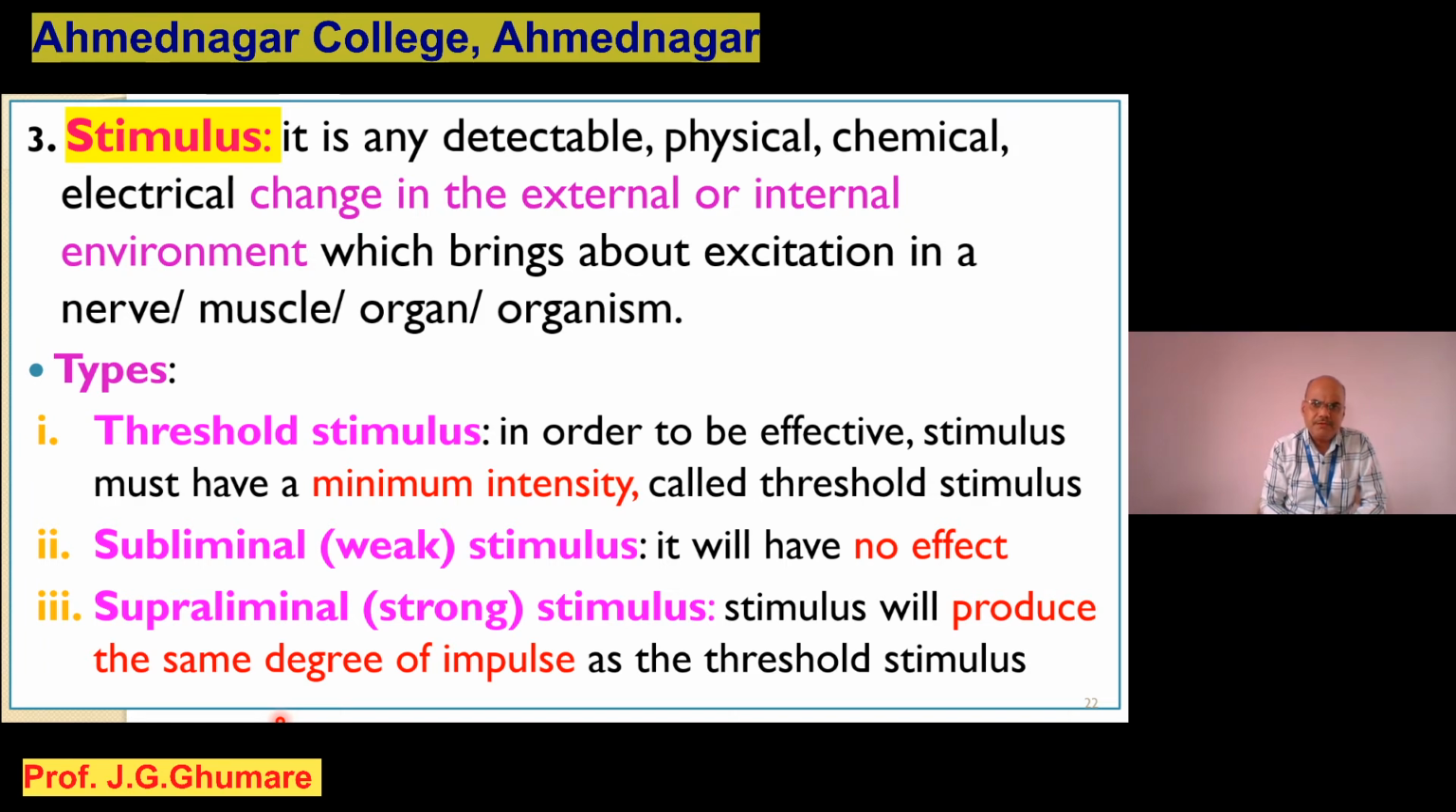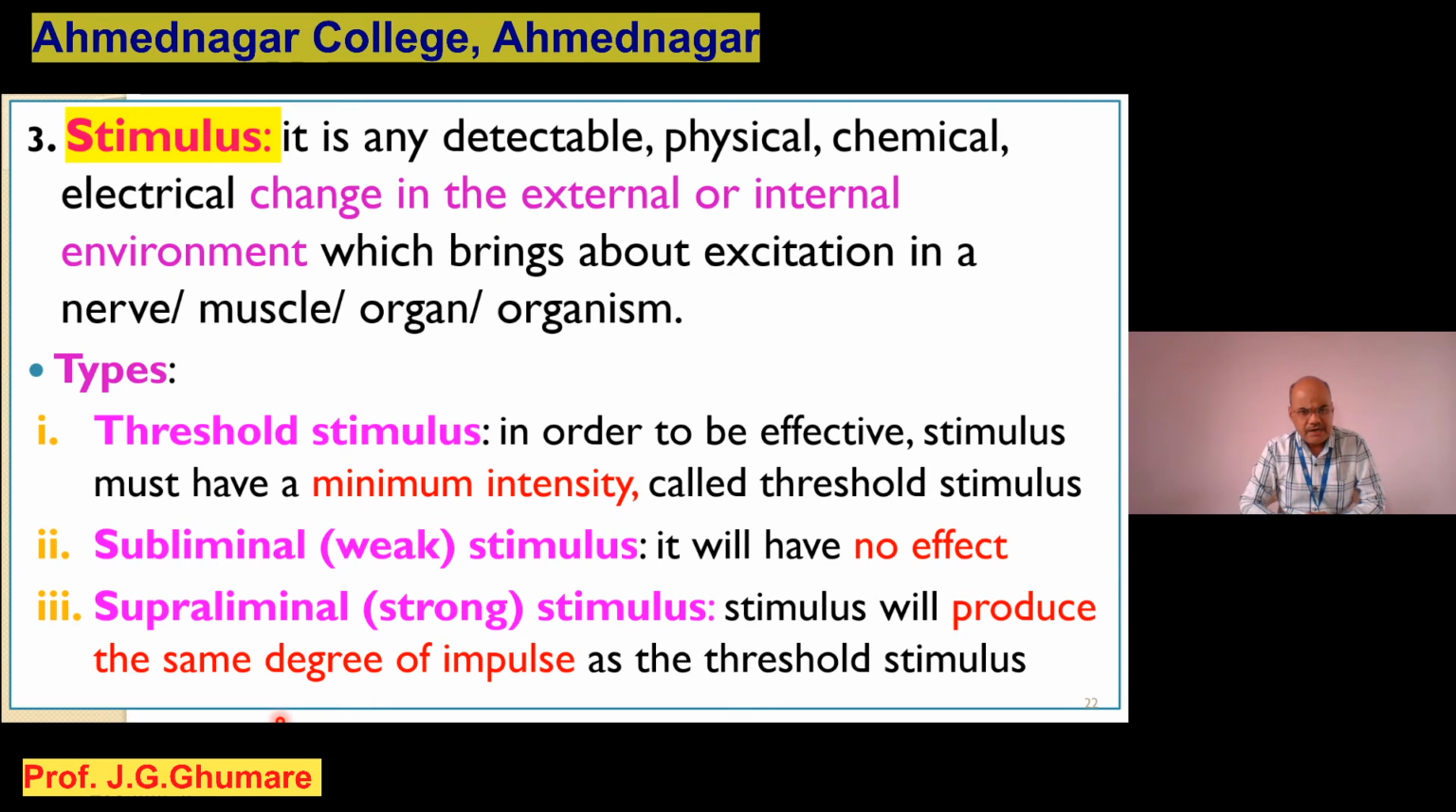Remember, we have three types of stimulus. Number one is called threshold stimulus. In order to be effective in the body, a stimulus must have minimum intensity, and this is called a threshold stimulus. It should have the ability to produce change in the body. Up till now, you may not have thought about it, but many other sounds keep coming in the room, in the classroom, and we never detect them because they don't have that much intensity. So the threshold stimulus is the stimulus which has minimum intensity to produce an electrical impulse in the body.